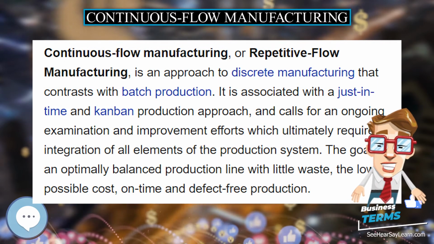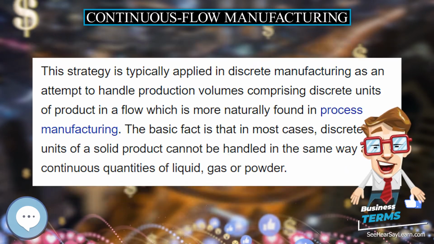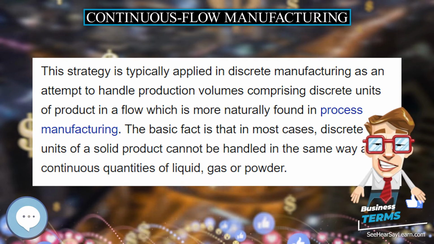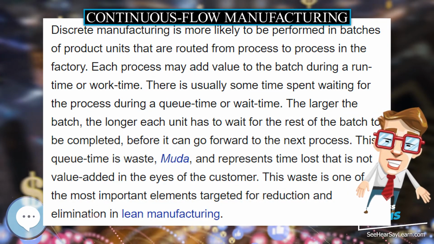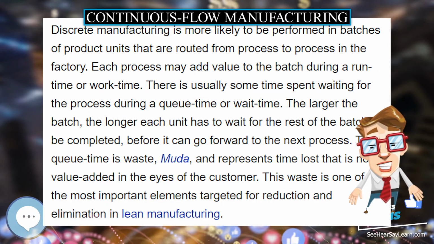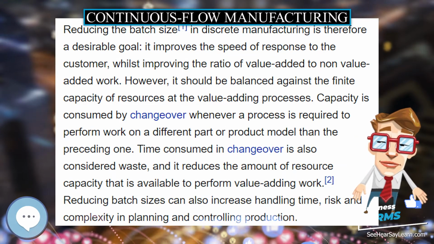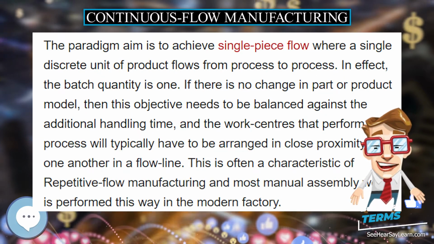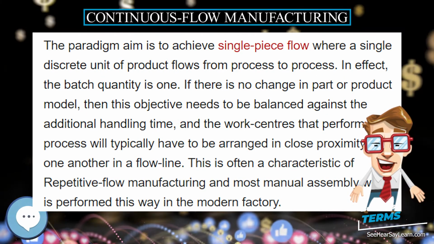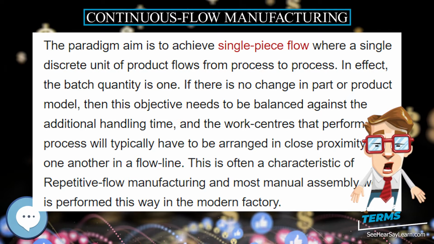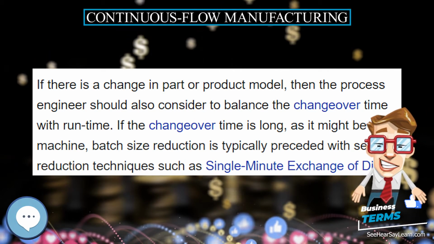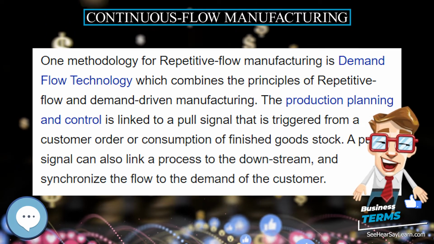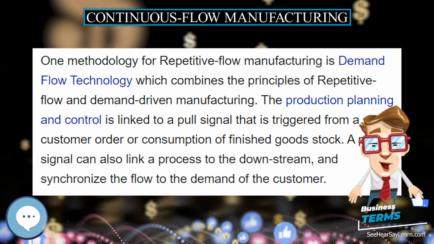Continuous flow manufacturing. Continuous flow manufacturing, or repetitive flow manufacturing, is an approach to discrete manufacturing that contrasts with batch production. It is associated with a just-in-time and kanban production approach, and calls for ongoing examination and improvement efforts, which ultimately requires integration of all elements of the production system. The goal is an optimally balanced production line with little waste, the lowest possible cost, on-time and defect-free production.